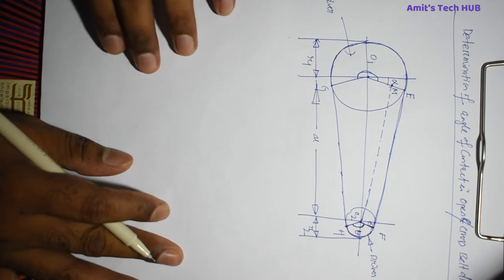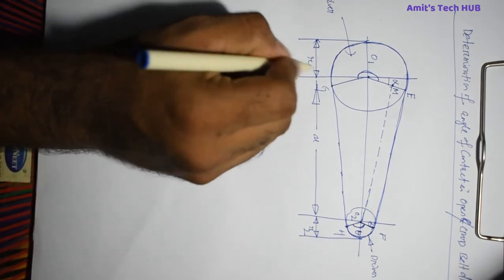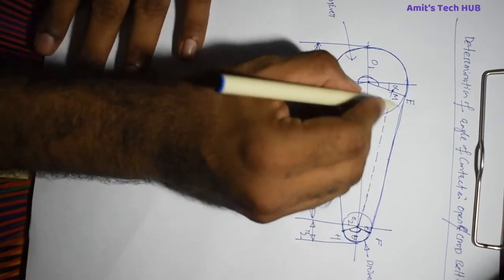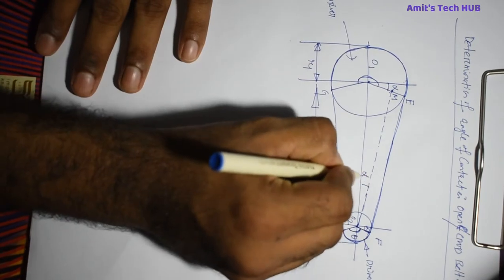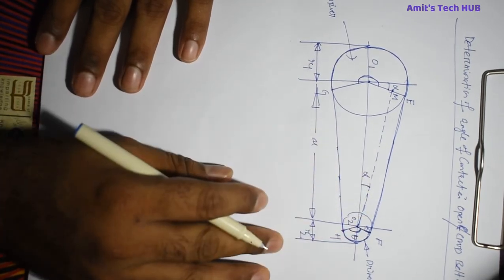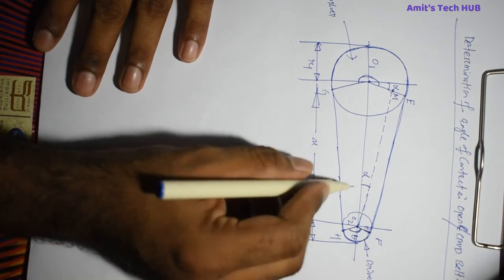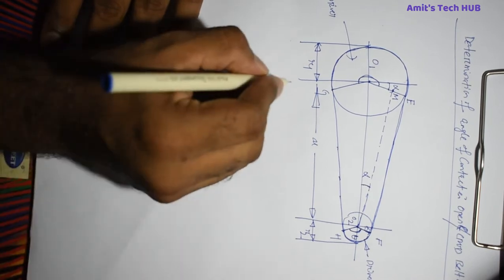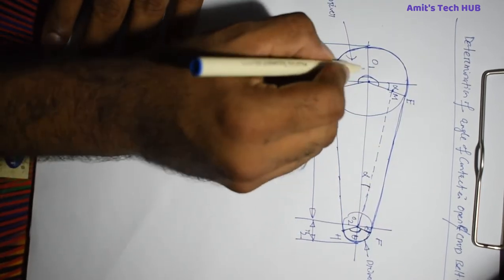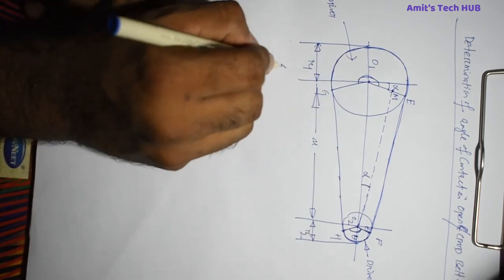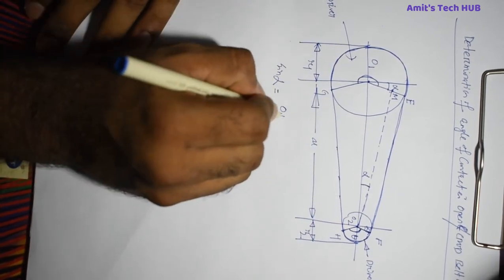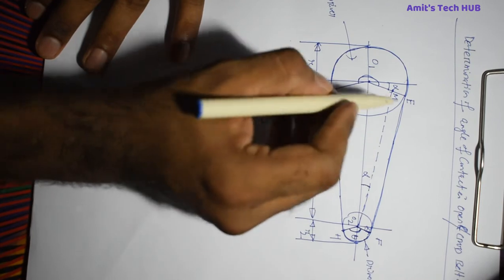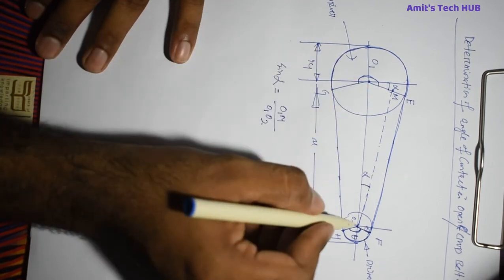R1 is the radius of the driver pulley, R2 is the radius of the driven pulley, and X is the center distance. I have already explained, in our open belt drive video, how this is alpha; if you have not seen that video, just see that one. A little consideration will show that in the triangle O1 M O2, sine alpha is equal to O1M divided by O1O2.